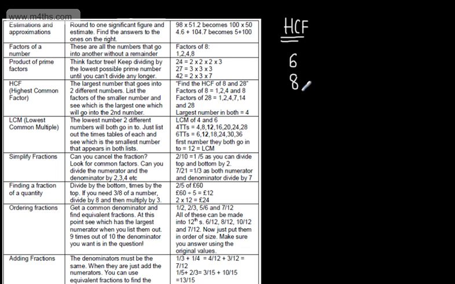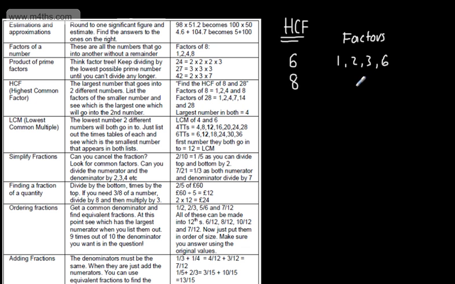On Foundation, I'm going to give you a nice straightforward way of doing this. What we're going to do is look at the factors of the smaller number first. So if we think about the factors of 6, we're going to have 1, 2, 3, and 6.